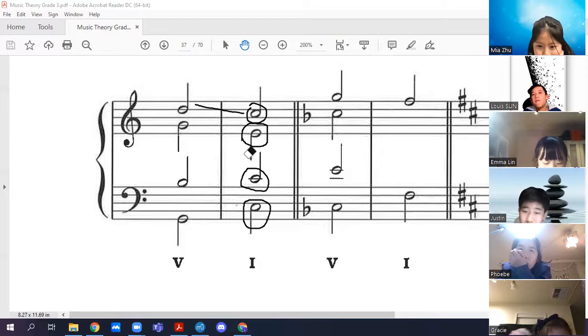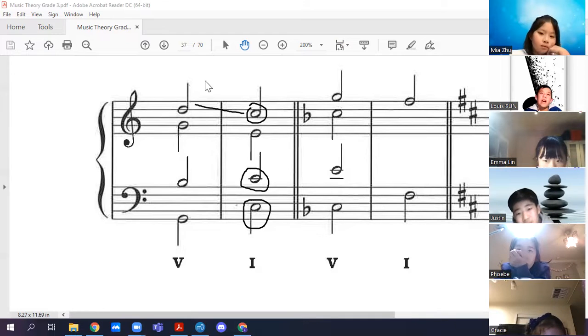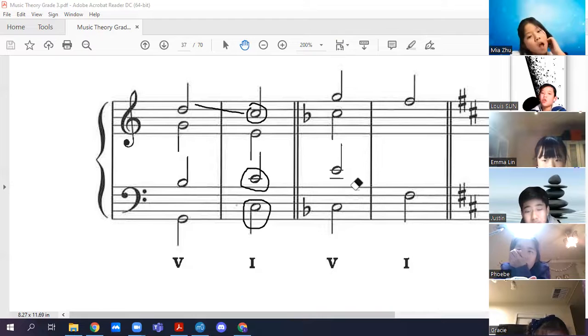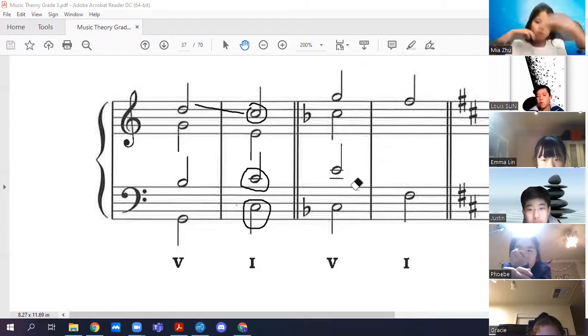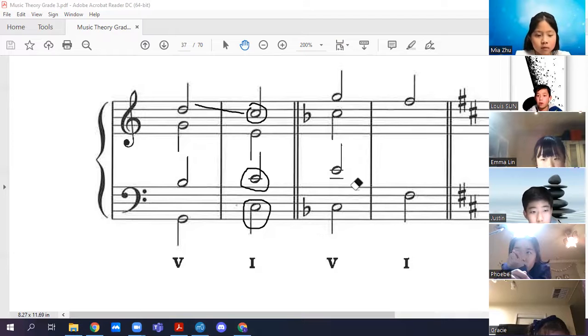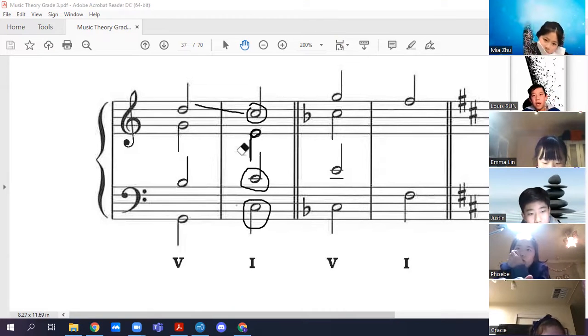So if Justin, Phoebe, and Gracie, you would have remembered in grade 2 when I had you listen to the difference between a tonic major triad and a tonic minor triad, and you would have observed that the only difference was the third, right? So that's why you have to keep the third in the tonic triad, because the third is what defines your tonic triad as major or minor. Does that make sense?